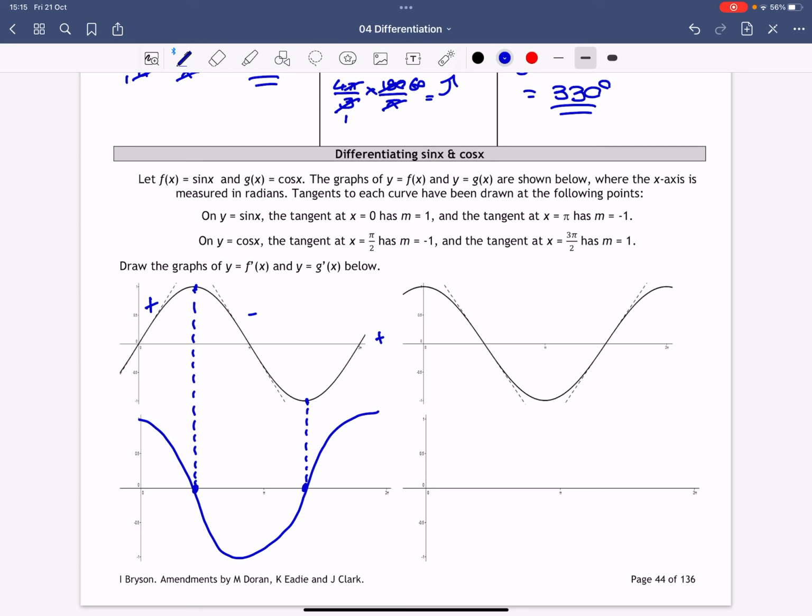And for the cos graph, pull the stationary points down. So I've got one here, I've got one here, and I've got one here. So it's decreasing and then increasing, so I'm going to be below the x-axis and then above the x-axis. Apologies for my poor diagrams. So what does that tell us then? That tells us that when we differentiate sine, we get cos, and when we differentiate cos, we get negative sine. Just the sine graph turned upside down.